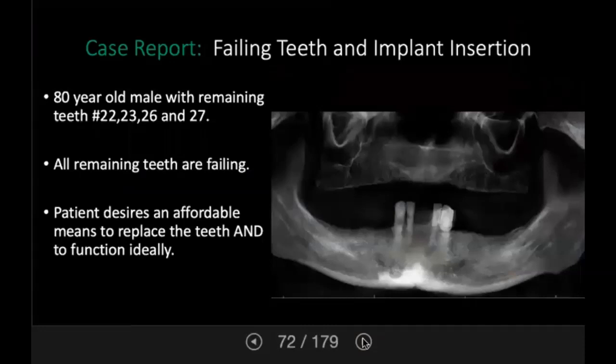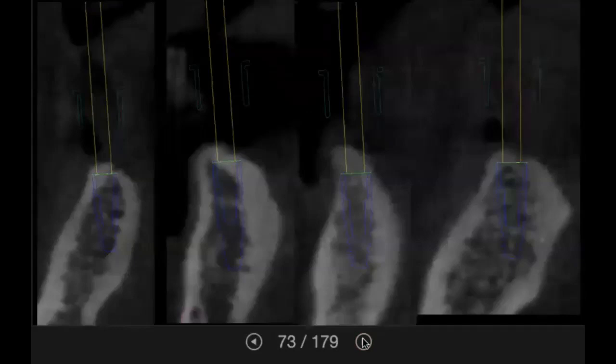This is Paul. Paul is an 80-year-old male with a chief complaint that his lower RPD is terrible and he hates wearing it. Paul's dentist states that his remaining mandibular teeth are terminal. Paul desires an affordable means to replace his teeth and to function ideally.